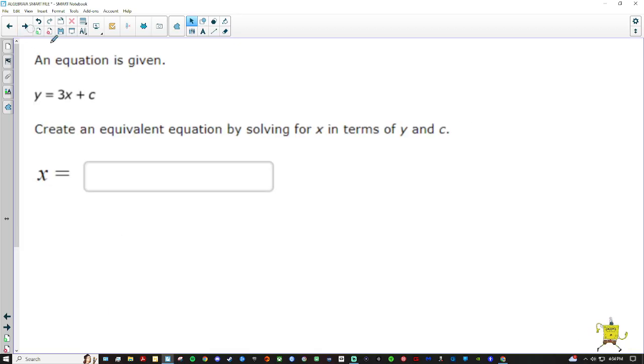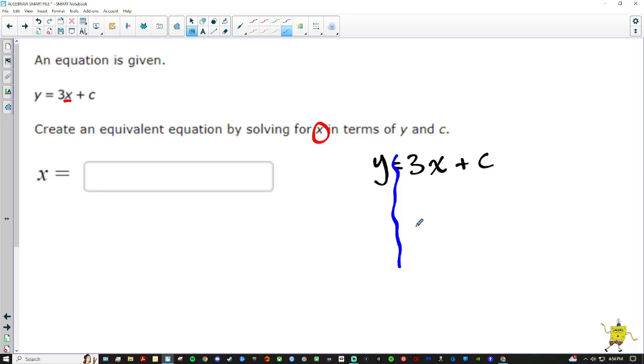Next question. An equation is given. Y equals 3x plus c. Create an equivalent equation by solving for x in terms of y and c. So we need to solve for x, meaning we need to get this x all by itself. So y equals 3x plus c, waterfall, x needs to be by itself.